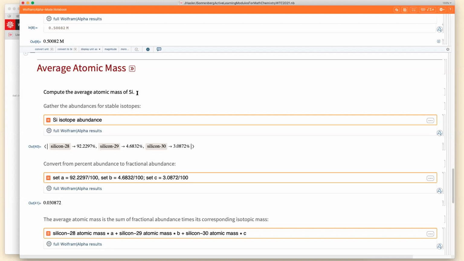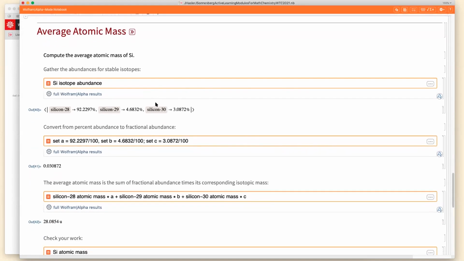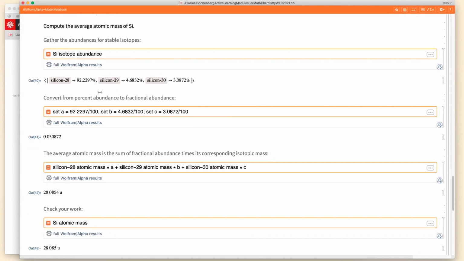Here we have the layout of the problem statement of what you're going to do: compute the average atomic mass for silicon. And then in gray, we have the steps that the student would potentially be working through, either as an example, or maybe, as I'll show in a moment, as a response to an activity, either group work or individual assessment. So here we can just ask for the property that we need, and we get back an association with the values. Now here I've chosen to show how we could take these percentages and manually convert them back to decimals. You don't have to do it this way.